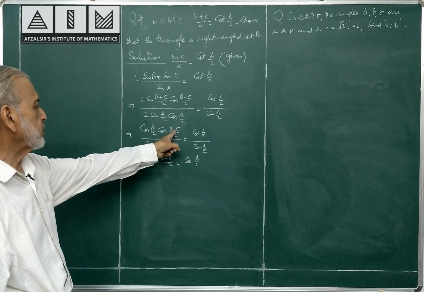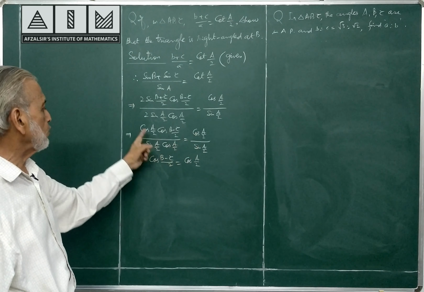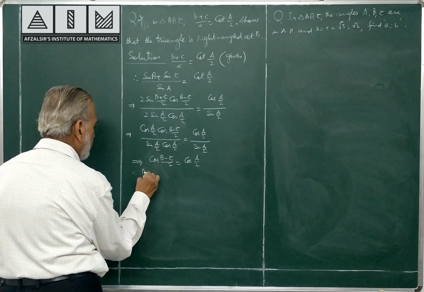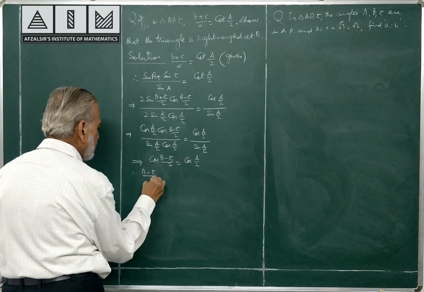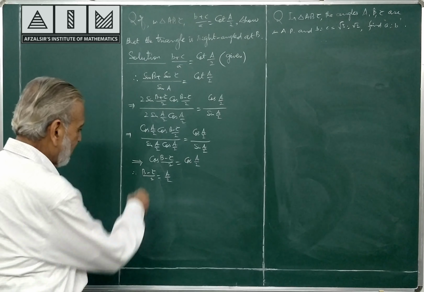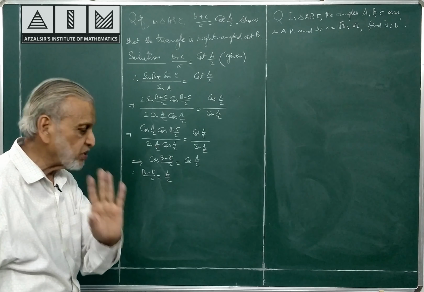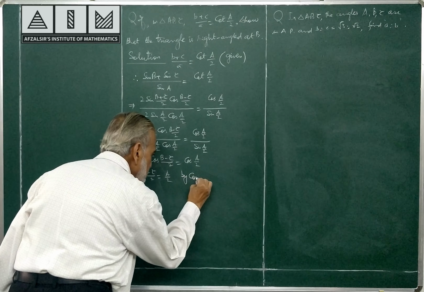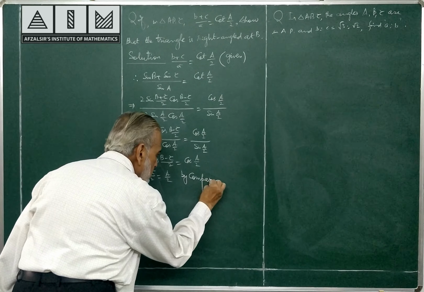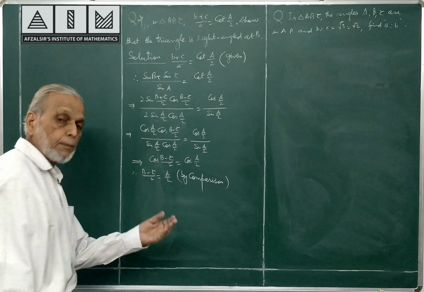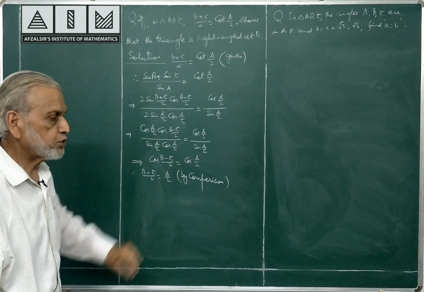Cos (B minus C)/2 is equal to cos A/2. This is cancelled, this is cancelled. Therefore, (B minus C)/2 is equal to A/2. Don't think I have cancelled cos, lose things. No. By comparison, or by comparing, this is equal to this. It is just like this one.